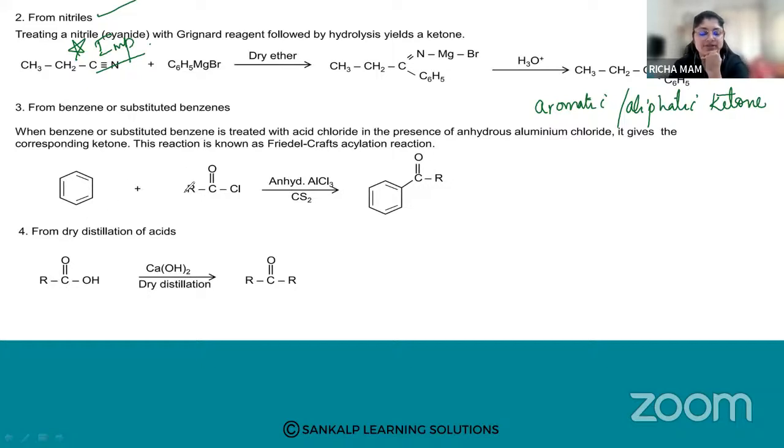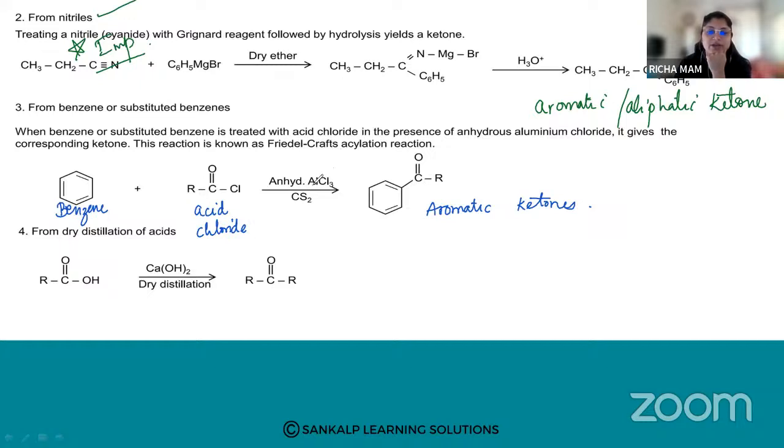So from this, aromatic ketones can be prepared. How can aromatic ketones be prepared? They can be prepared by treating benzene. You have to take benzene and react it with acid chloride in the presence of anhydrous aluminum chloride.